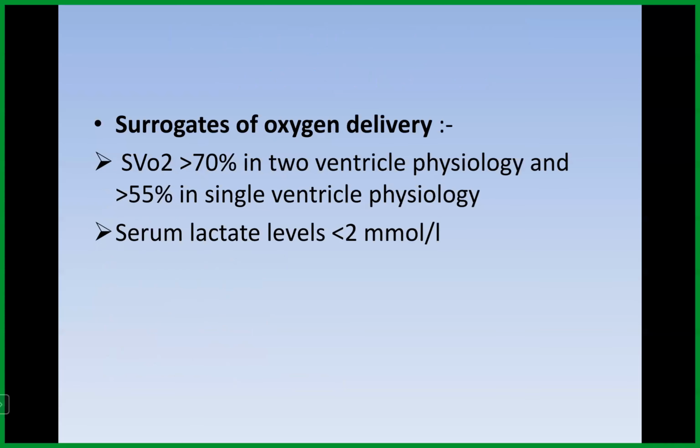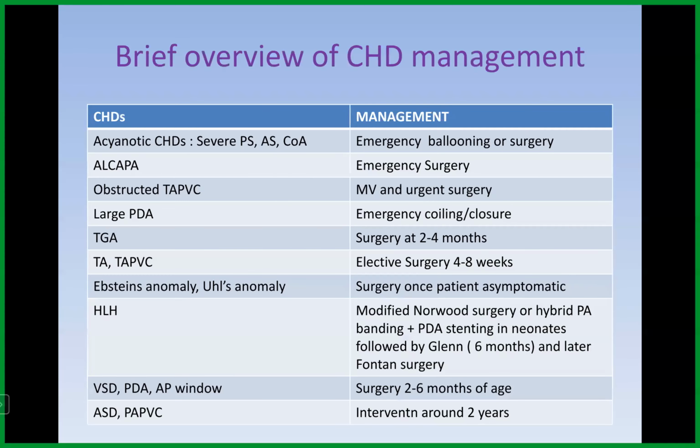And coming to the surrogates of oxygen delivery, a central venous oxygen saturation of greater than 70% marks that adequate intravascular volume is there. So SVO2 should be greater than 70% in two ventricle physiology, and greater than 55% in single ventricle physiology. Also, serum lactate levels should be less than 2 millimoles per liter.